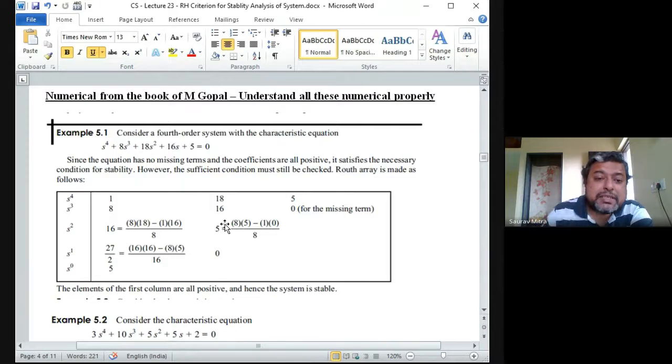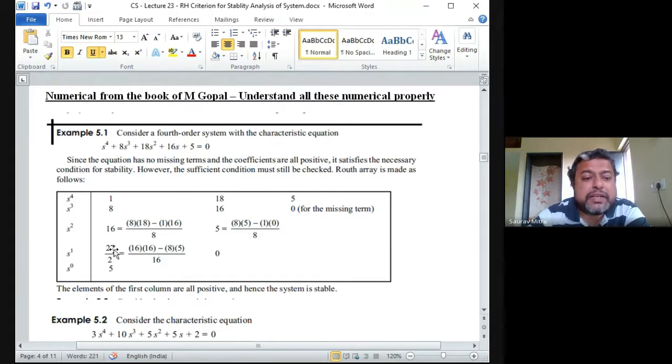So now the table has come. It started from s to the 4, then it has come to s cube. These two were given. These two we got from the characteristic equation. Then what we are finding is the s square elements. So the s square elements are calculated. So now the table has 16 and 5.